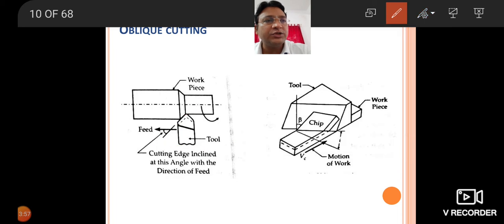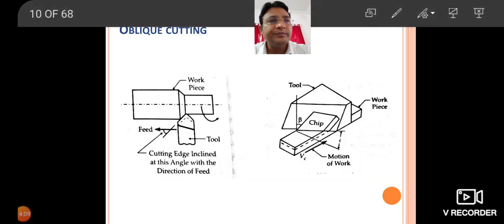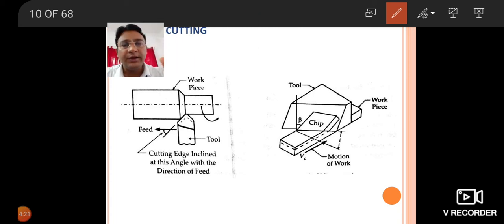So there is a certain angle which was not there in orthogonal cutting. In orthogonal cutting, the cutting edge was perpendicular to the direction of feed. The tool was fed perpendicularly. But here, this cutting edge is inclined at certain angles to the direction of feed. So that is the basic difference between orthogonal cutting and oblique cutting. In orthogonal cutting the cutting edge is exactly perpendicular to the direction of feed, and in oblique cutting the cutting edge is inclined at certain angles with the direction of feed.